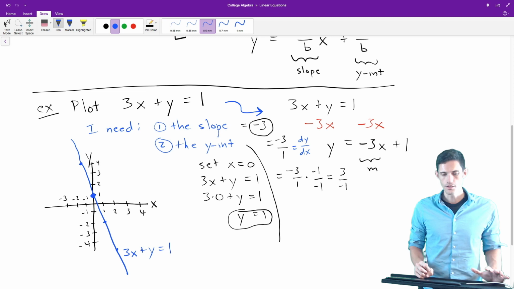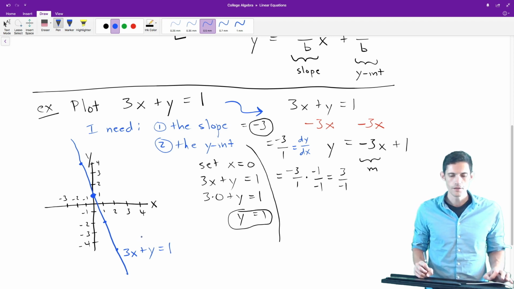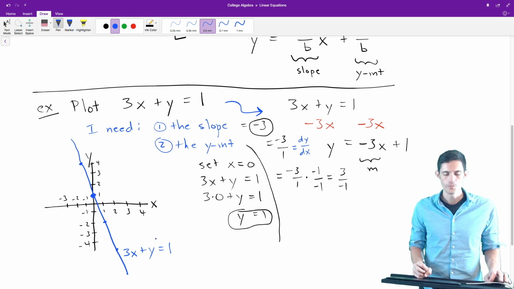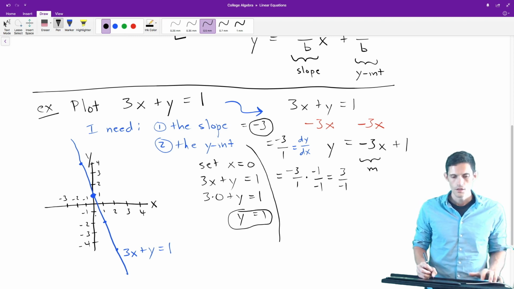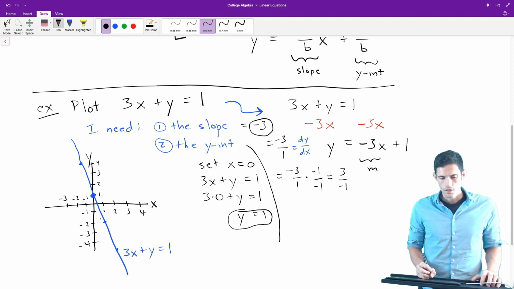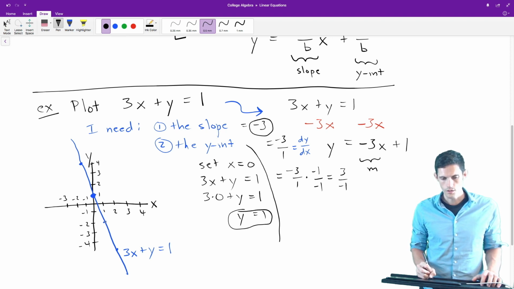This equation, 3x plus y equals 1, has 2 variables. That means if you plug in those 2 variables, you should get what's called a tautology. If you get something like 1 equals 1 or 2 equals 2, that's called a tautology. So if I were to just pick an easy point on the graph that I know to be true, like this point at 1, -2.